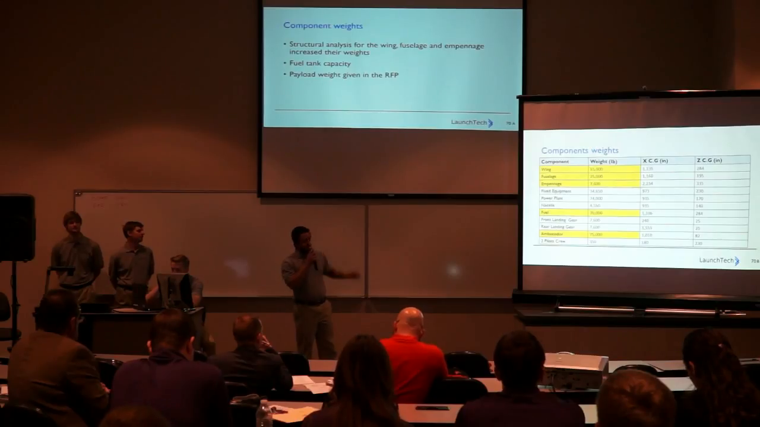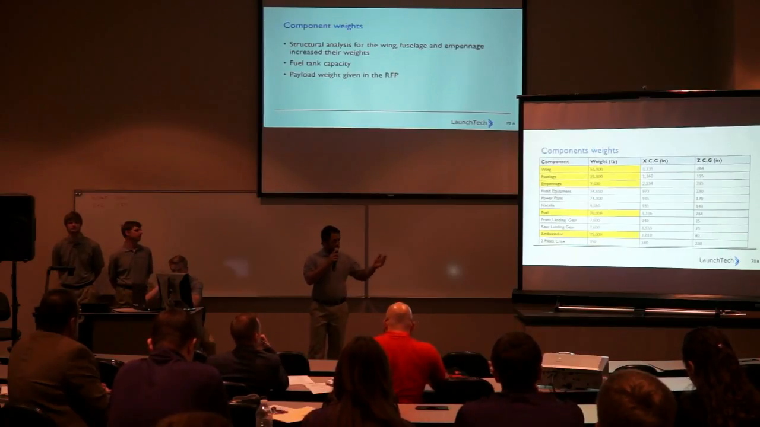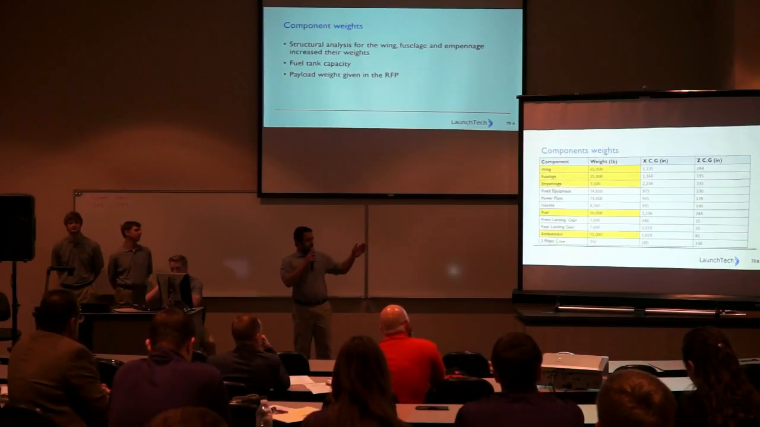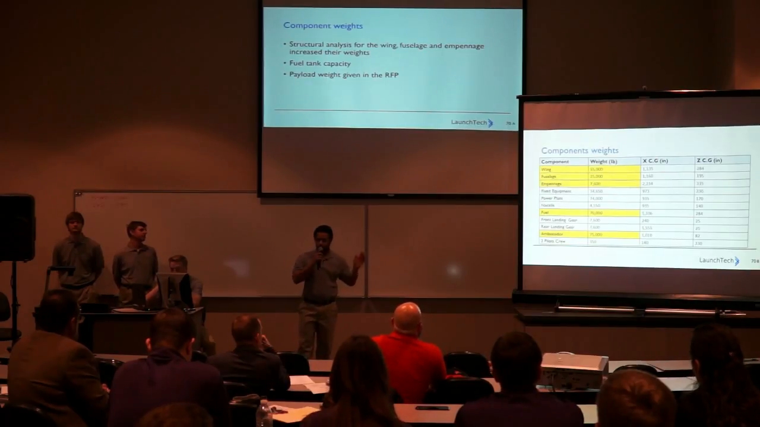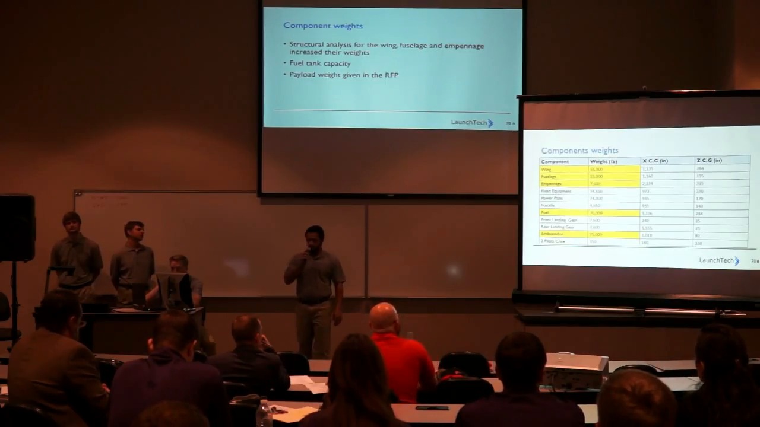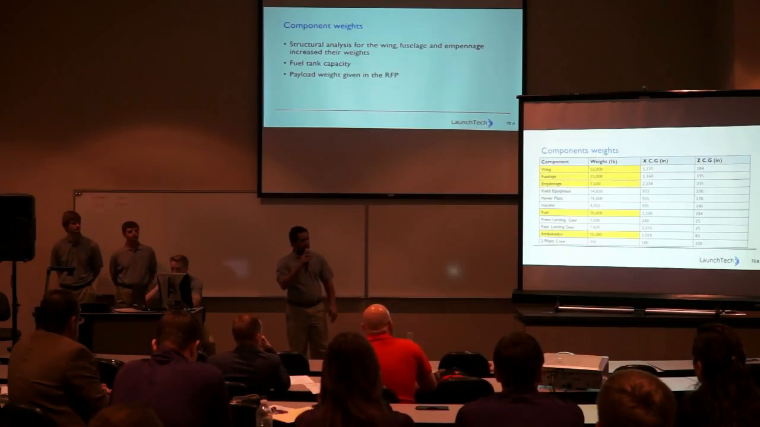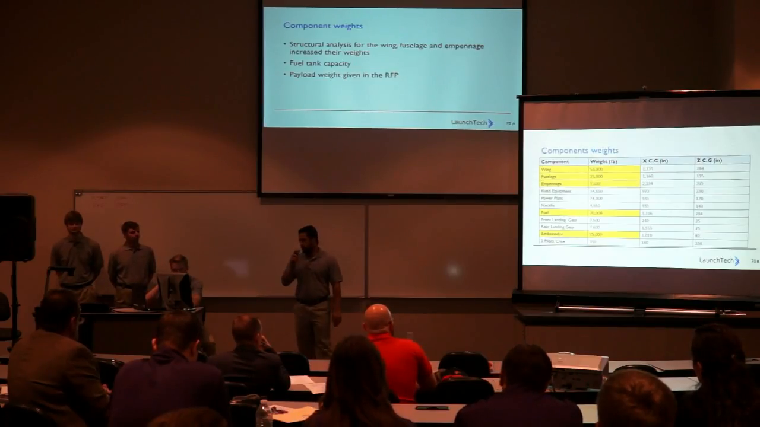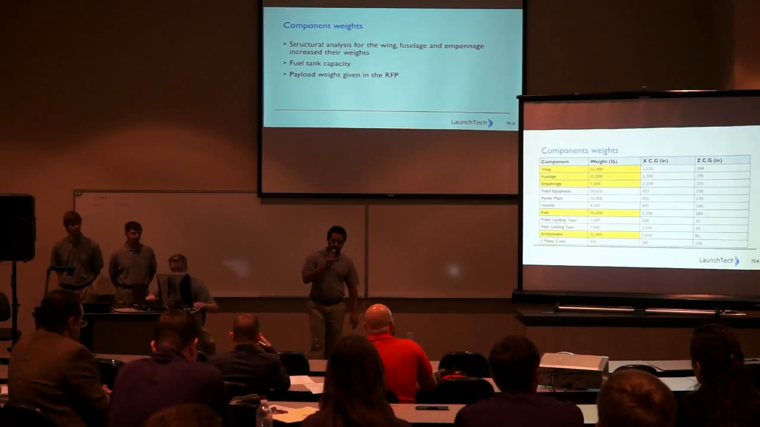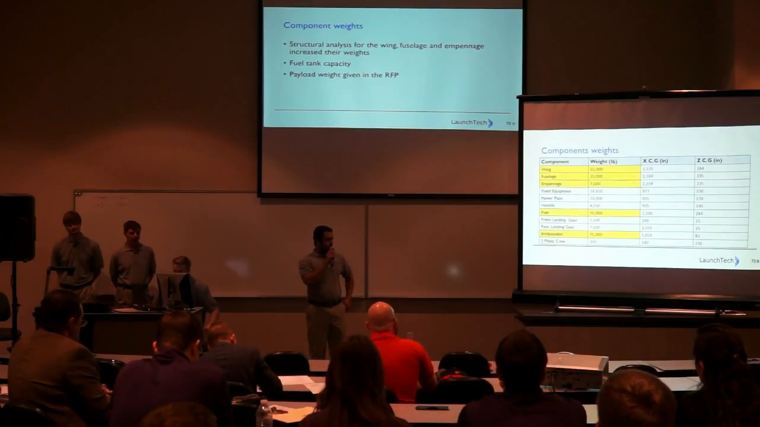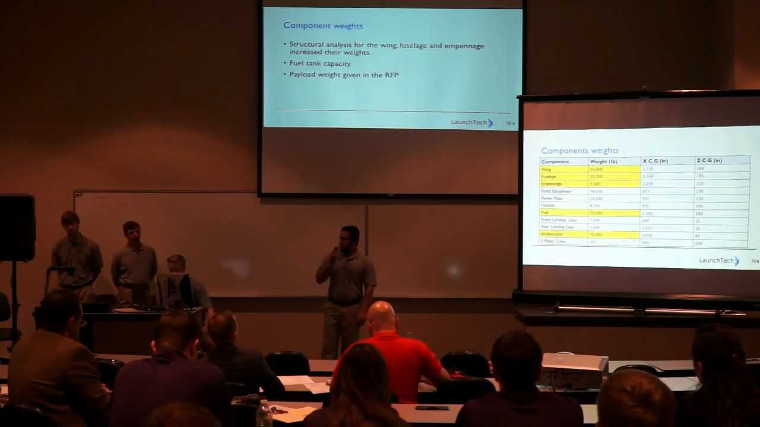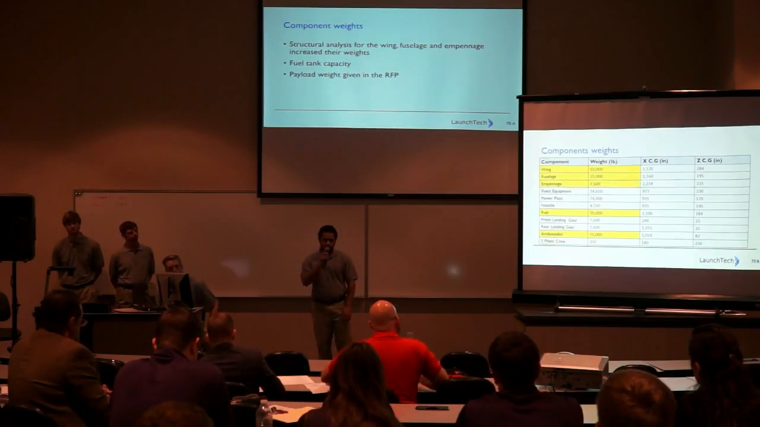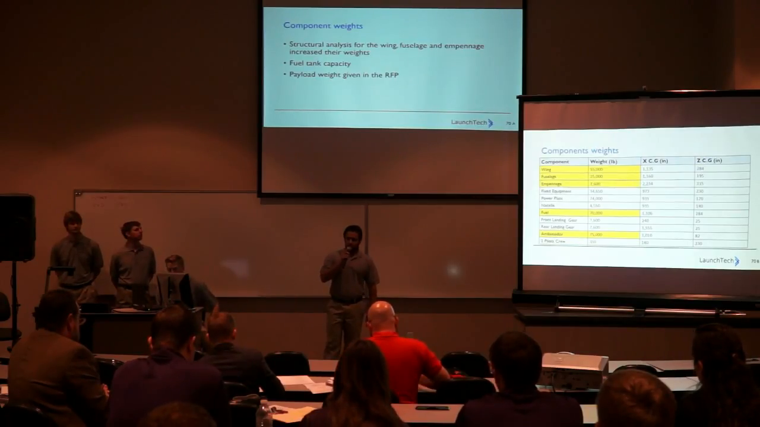And then we have done structural analysis which increased the structure weight so that the wing structure is 55,000 pounds, the fuselage weight is 25,000 pounds, the empennage is 7,600 pounds. The fuel tank capacity for the PT-1 can hold 70,000 pounds, and the payload, which is given from the RFP, is 70,000 pounds.